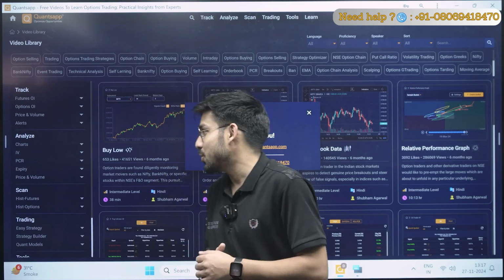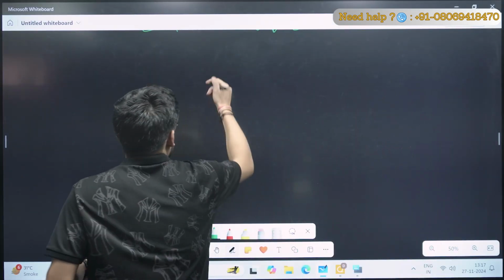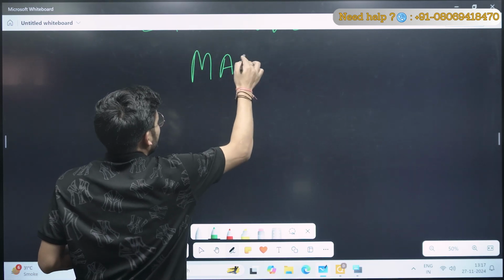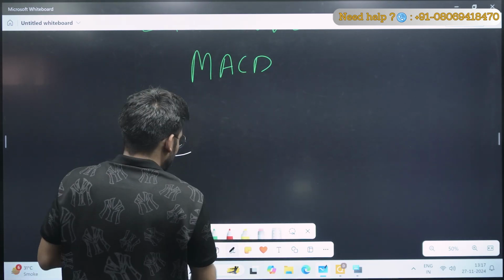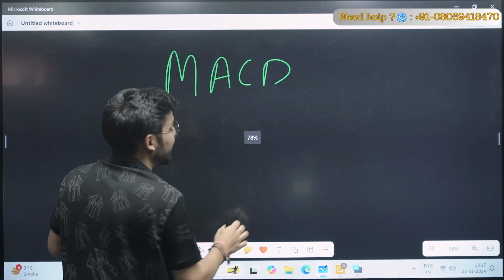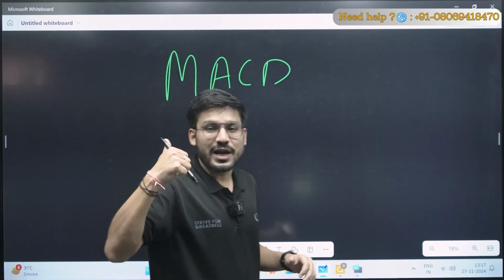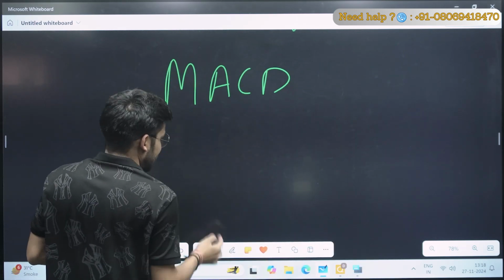Let's start today's session now. Today we will be talking about MACD. When I am talking about MACD, it means Moving Average Convergence and Divergence, right? As we know, when we are talking about moving average, it tells me the average price of the last few candles, right?